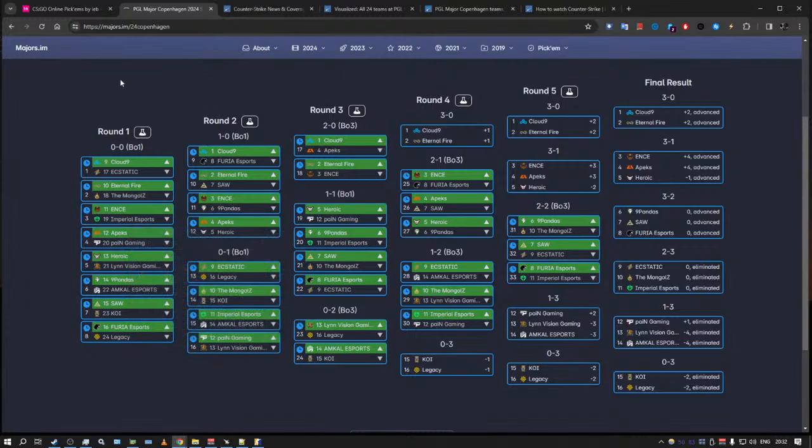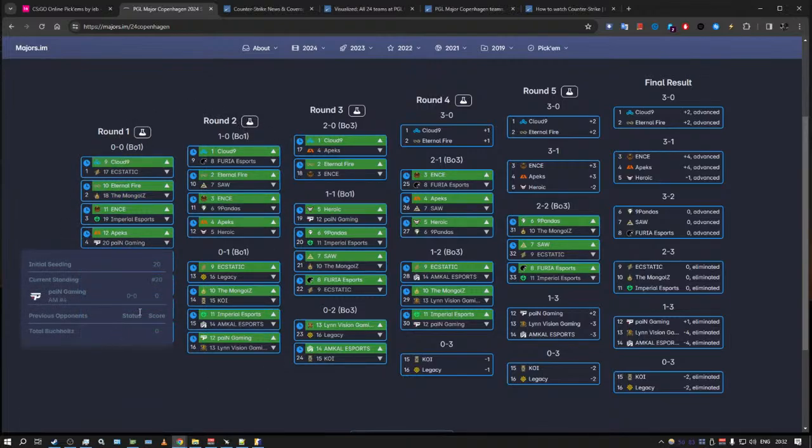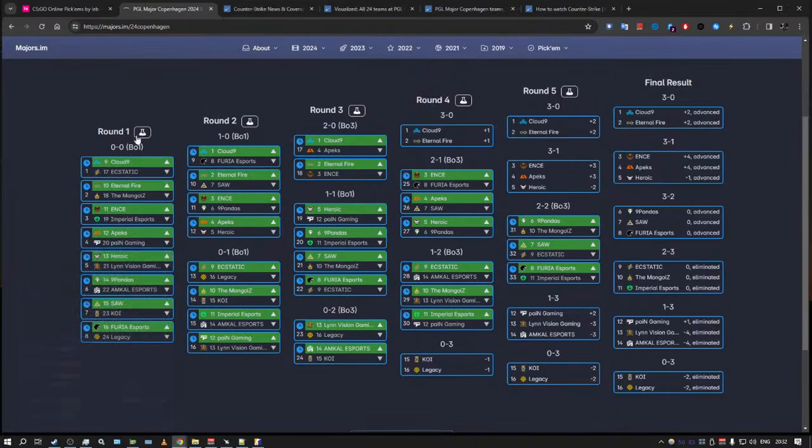So let's go back to this particular thing, and let's look at the matches, because this is, if you've never used it, majors.im, and right now it's 24 Copenhagen. This is the bracket. This is how the teams are seeded, and these are the teams who will be playing this particular round 1.